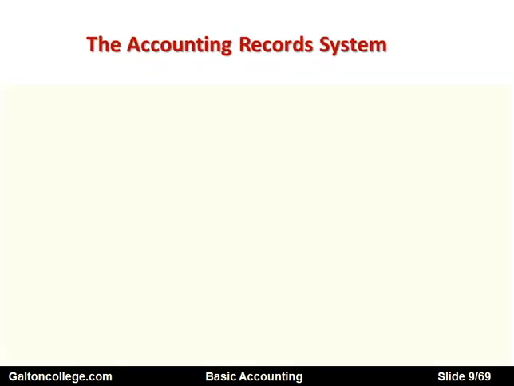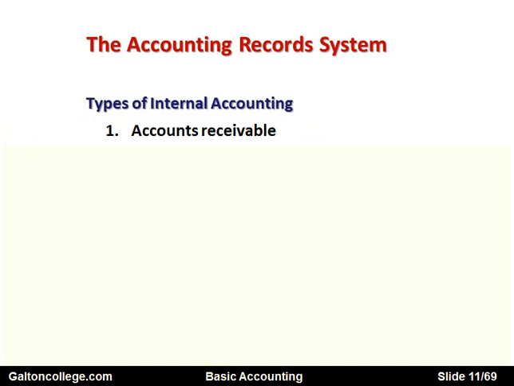Now, the accounting records system, well, types of internal accounting. We have accounts receivable. So the accounts receivable, monies coming into the business, perhaps from the sales of the products. The accounts payable in the form of wages, salaries, outgoings for the office expenditure, consumables as they're often called, raw materials, accounts payable, inventory, the amount of stock that the business is holding, the stock of raw materials, the stock of semi-completed goods or work in progress.